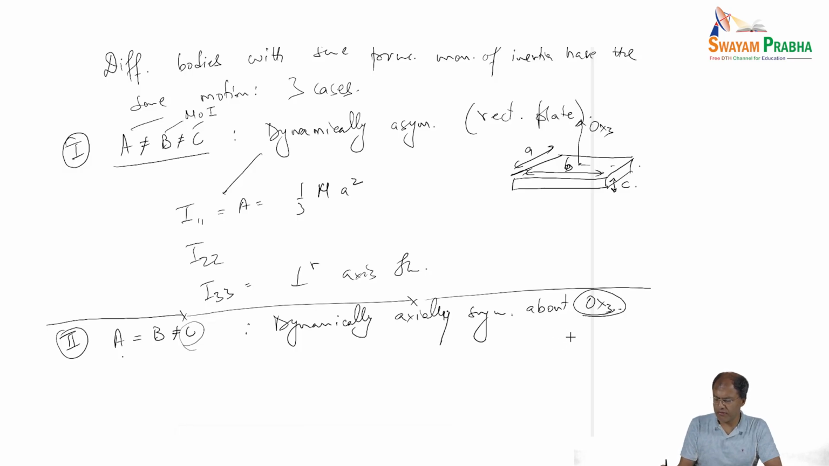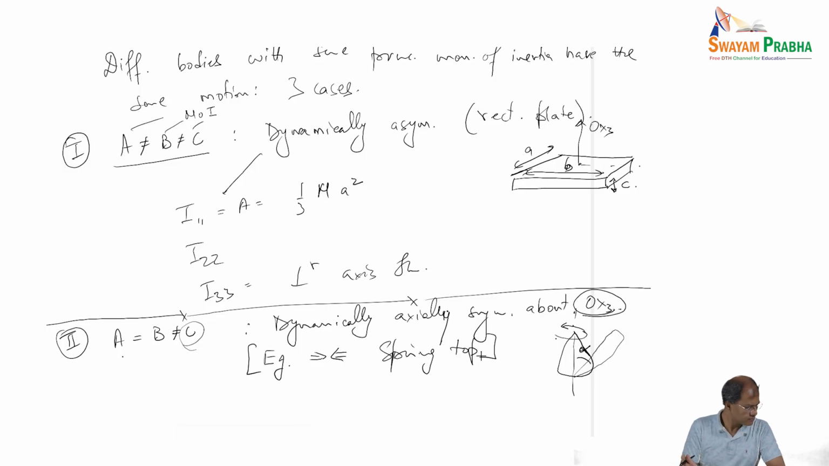But we can have examples, such as a spinning top, where the top may not only rotate about this axis but also precess about this axis as well, right? This whole complicated motion of a top will be seen in the next module. So what I want to raise is that OX3 need not be the axis of revolution, and one example is that of a spinning top.